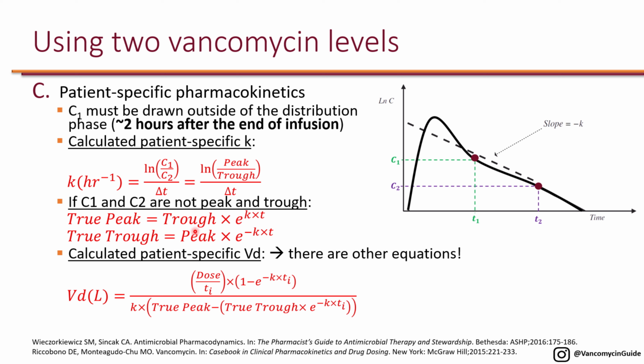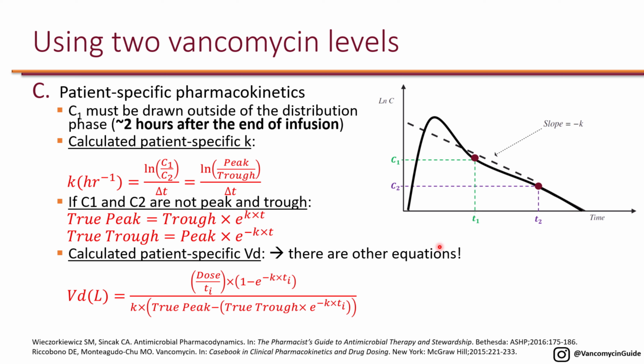So we have to calculate the true peak, and we can basically use the first order kinetic equations. We can also use this equation, which is actually a rearrangement of the same equation. You just have to make sure that you use the correct t. So the t is basically the time it takes from true peak to trough. So one way to calculate this t for true peak is to subtract infusion time from tau. You can also calculate the true trough assuming that C2 was not a true trough. If C2 was indeed the true trough, then there is no need to calculate it.